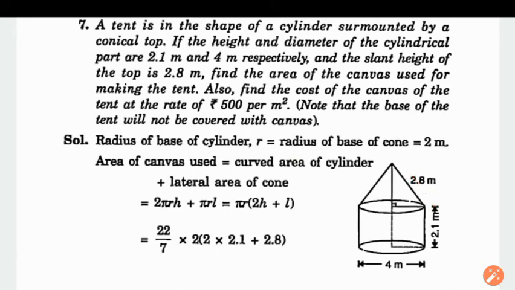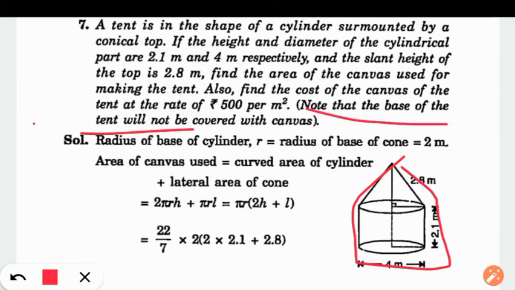Find the area of the canvas used for making the tent. So the first part is we are required to find the area of the canvas. Canvas, with the help of that the tent can be made. So canvas will cover what? It will cover the surface area. There will be no canvas at the bottom of the tent. You can see the base of the tent will not be covered with canvas, right?